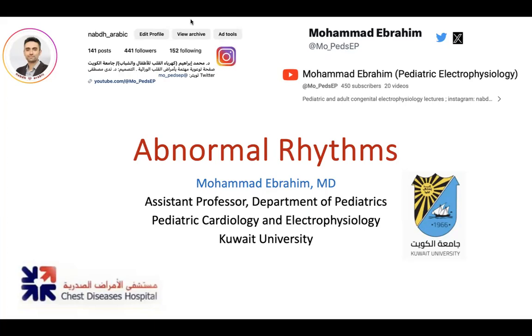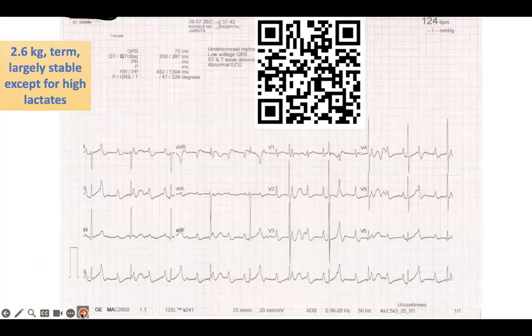We will start with the ECG. Don't worry about scanning the QR code. This is a case that I would like to present really quick. It's a 2.6 kilo full-term baby who was largely stable, except for high lactates, but otherwise stable. So maybe the first-year fellow could chime in and try to study the ECG.